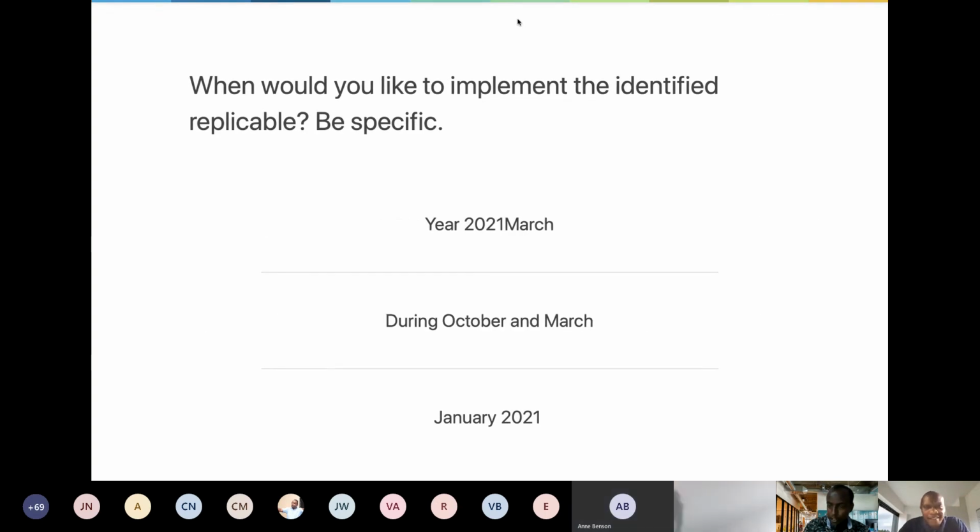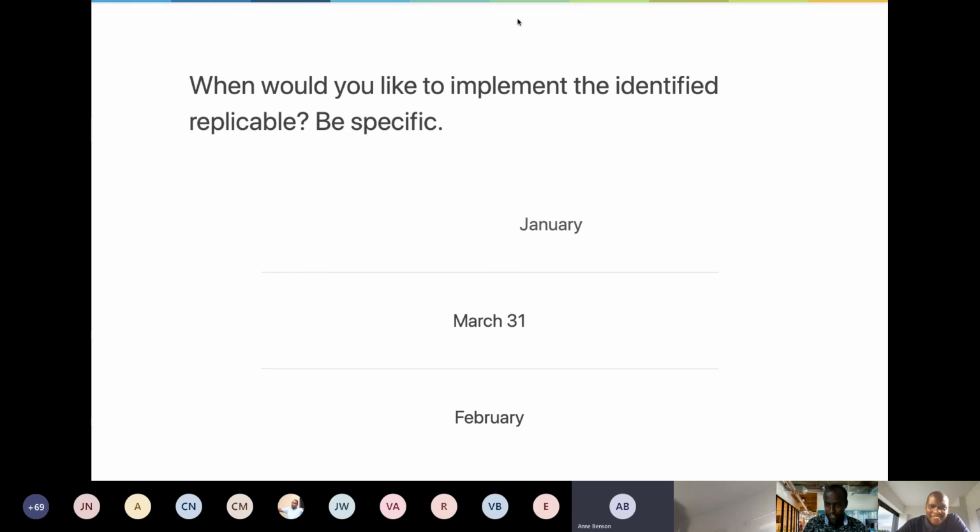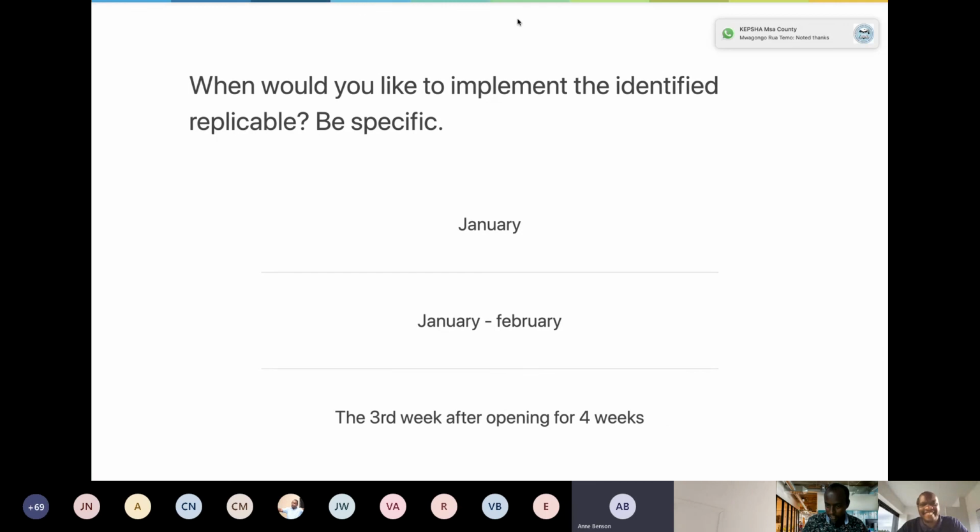Putting February, it has no year. Mid-October, there is no year. March, no year. So you can always tell us you meant March 30. Yes. I like this, the third week after opening for 4 weeks. Excellent. So that's a bit specific.